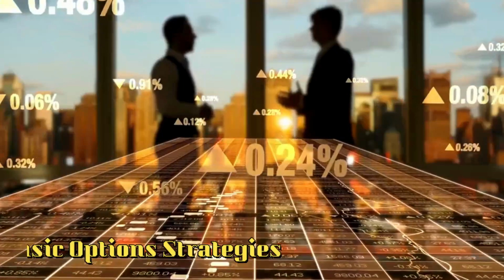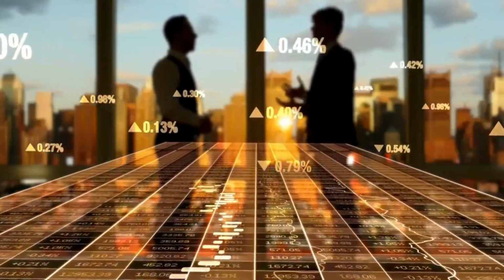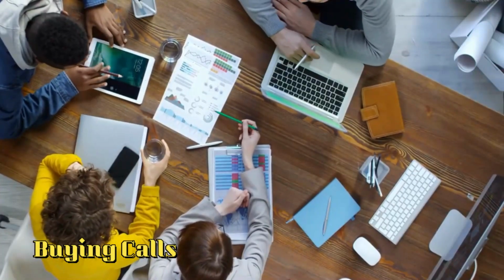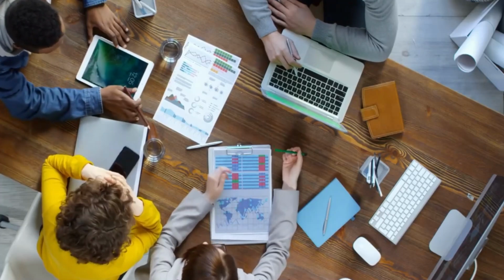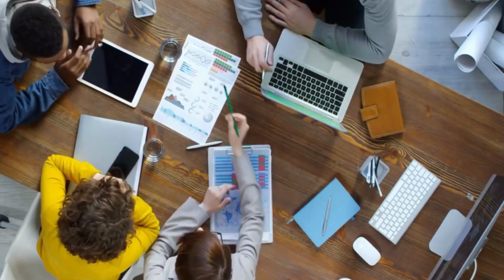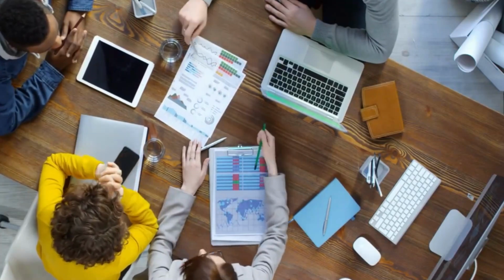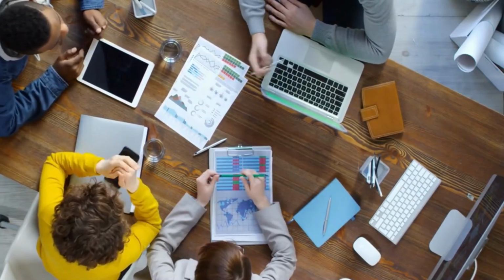4. Basic option strategies. While starting with simple strategies is wise, here's how they work. 1. Buying calls. Scenario: you predict the stock price will rise above the strike price before expiration. Example: you buy a call with a strike price of $50 when the stock is trading at $48. If the stock hits $55, your option gains value.